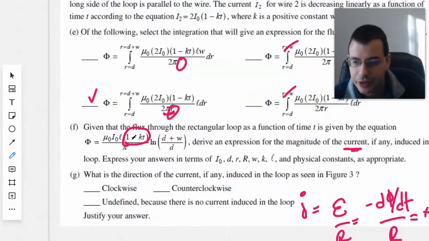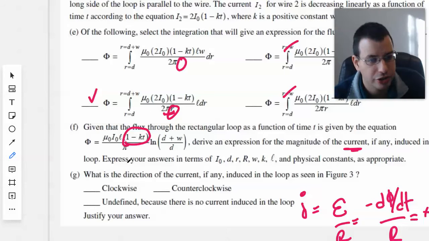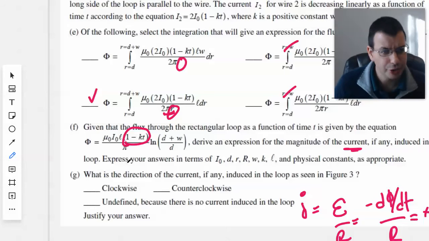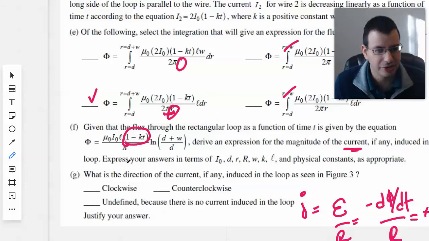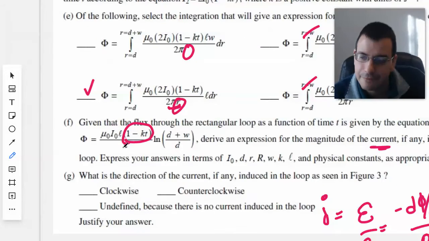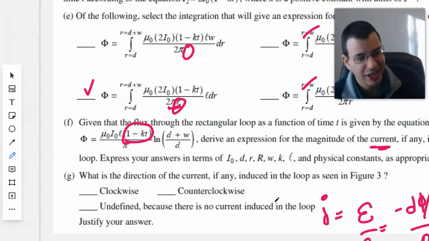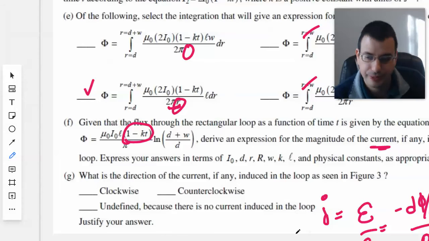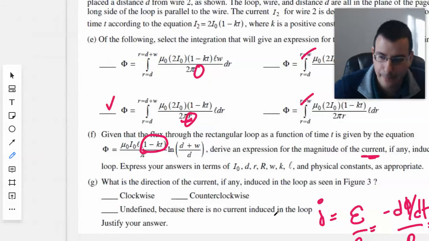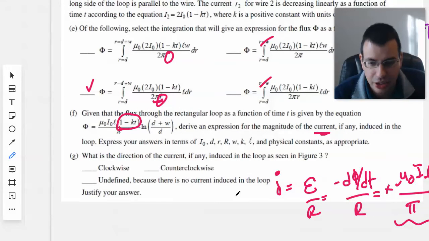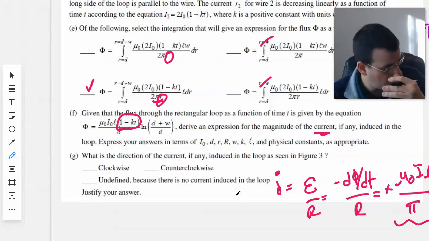Okay. For this portion right here. That portion is all we're concerned about because everything else is constant. I know I tend to abuse constants, but who cares? They're constants. And so the 1 disappears because constant, but we get to keep the k because it's tied to a variable t, which we are differentiating by. Okay, what is the direction of the current, if any, induced in the loop as seen in figure 3?